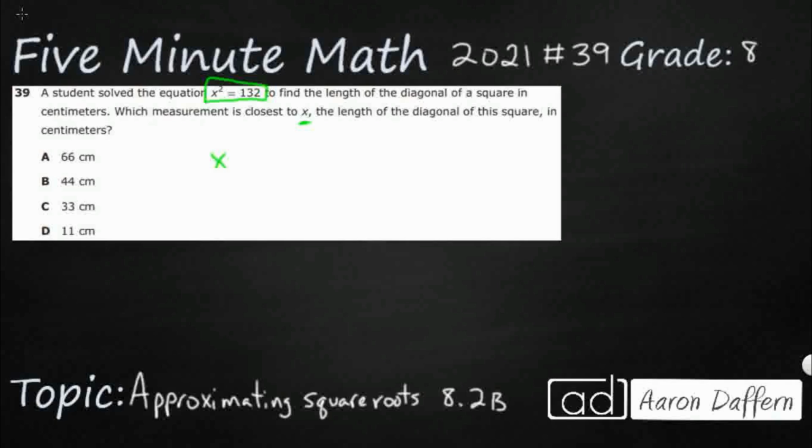So if x squared equals 132, then we need to find x. Well, how do we find x? If you take the square root of a squared, that cancels itself out. But in order to stay balanced, you need to take the square root of both sides. So really, this is just a fancy way of saying what is the square root of 132.